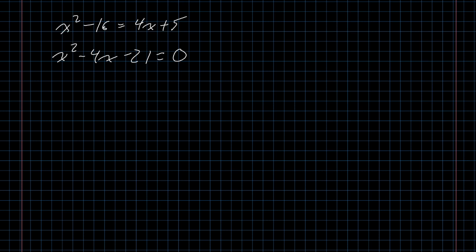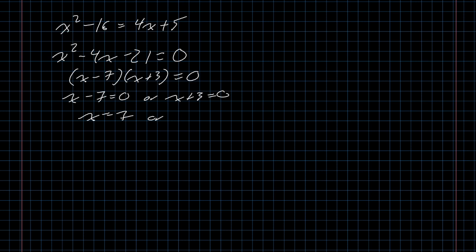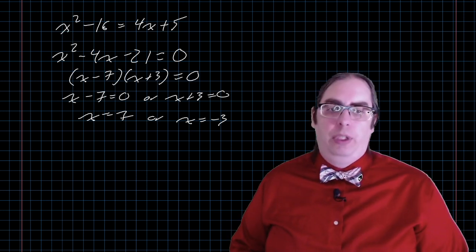I need two numbers that multiply to negative 21 and add to negative 4. In this case, it looks like negative 7 and positive 3 are going to fit the bill. Then we can use the zero product rule. And we can solve and we get these two possible solutions, x equals 7, x equals negative 3. This process absolutely works.